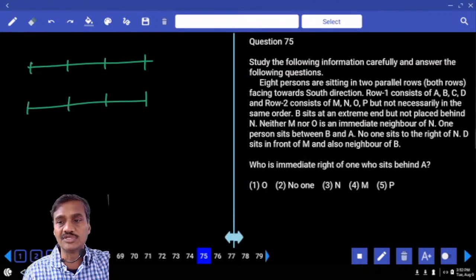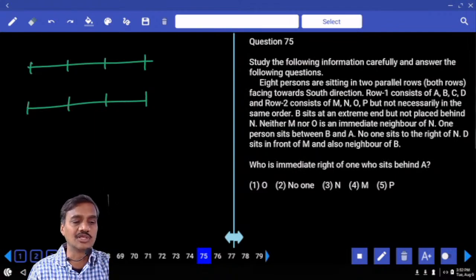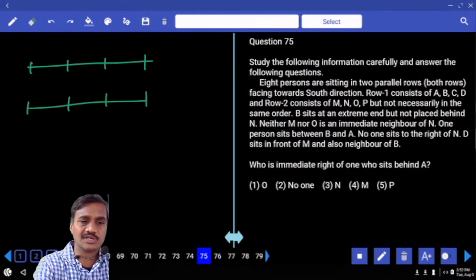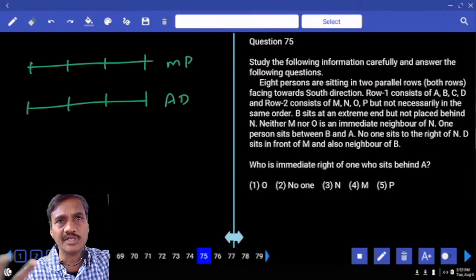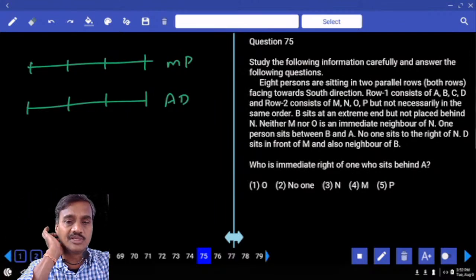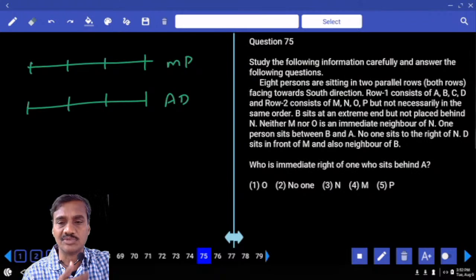Which is row 1 and which is row 2 is not clearly given. Hence we can take A to D at this place and M to P at this place, in any order. A to D above or M to P below. Either way, you will get the same answer.